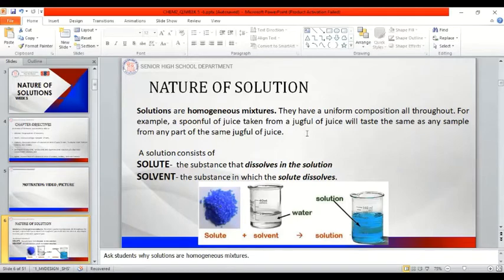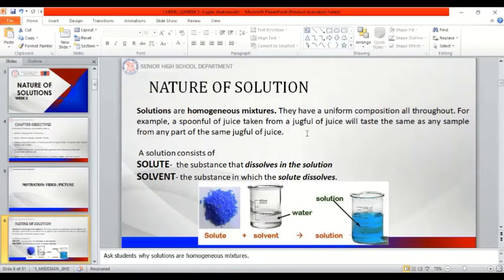For example, a spoonful of juice taken from a jug full of juice will taste the same as any sample from any part of that same jug full of juice. Once that particular mixture is mixed up, you can no longer separate the powdered juice from the water because it is now a homogeneous mixture, or a solution.